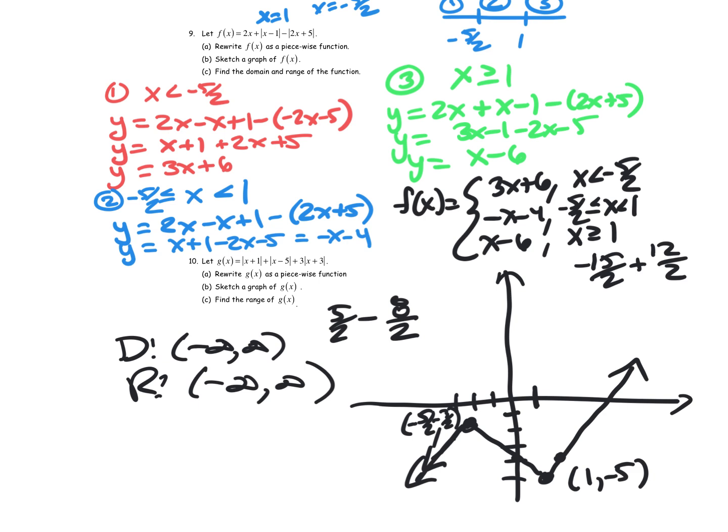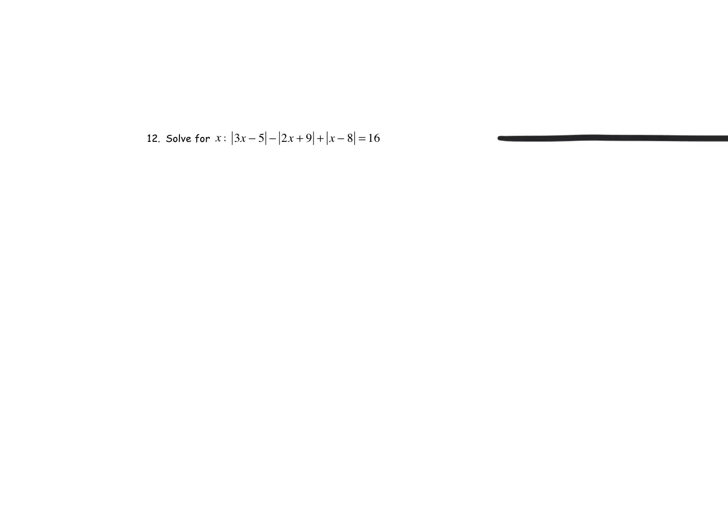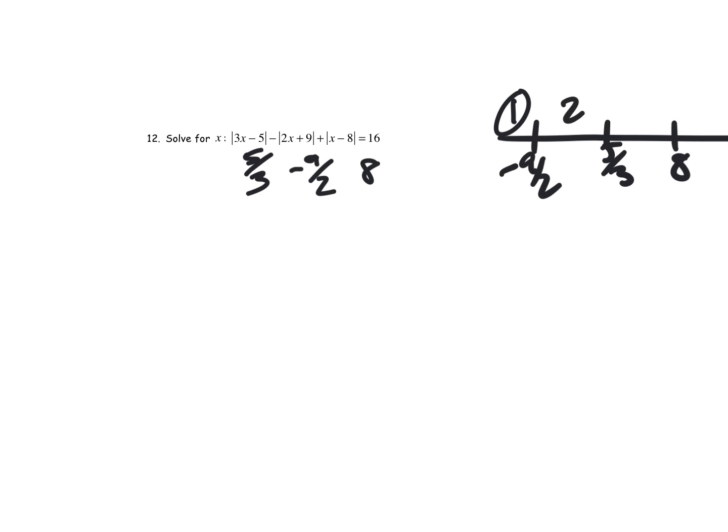All right, let's now transition to the last part, which would be, here's an equation with absolute values, solve it. Okay, which one are we going to do? Let's do 12. All right, so we've got here multiple turning points. I've got 5/3, I've got -9/2, and I've got 8. So I'm going to put those on a number line. So -9/2, 5/3, and 8. Yikes, so that means I'm going to do 4 different equations here.